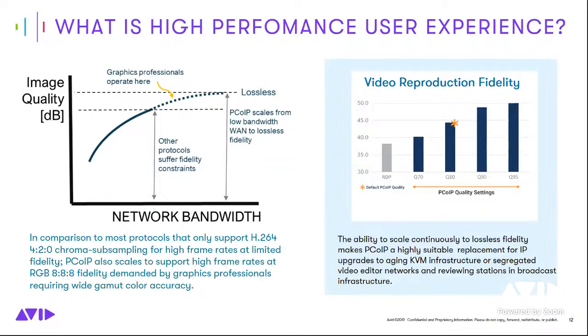But the difference with PCoIP is that dotted area where, if you have sufficient resources and network bandwidth, we're able to scale that image quality all the way up to that lossless, which was mentioned earlier. And on the right-hand side, you can see a bar graph of how it compares to a standard RDP type protocol. On the far left in gray is the RDP, and the default quality for PCoIP, with the orange star, is, as you can see, quite a bit higher. And in fact, for people looking to do finishing work and very high quality work, you can see it can scale even higher than that.